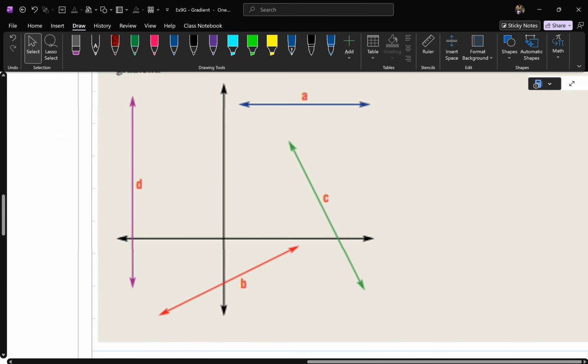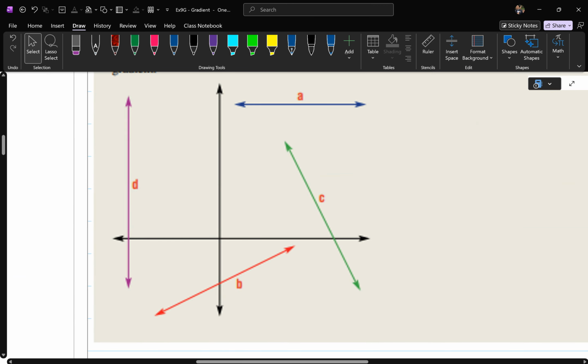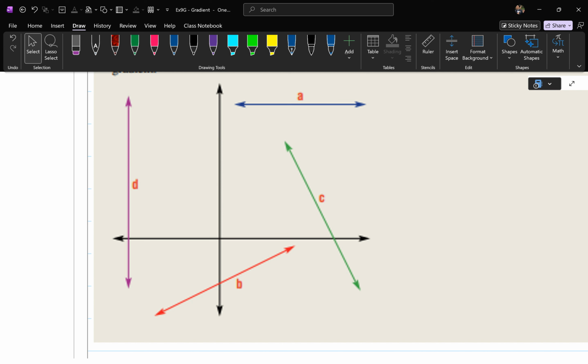Let's pick these ones. What is the gradient for A? Let's go with Nick. This line. What type of gradient is that? Zero. Flat, which is zero. We call it zero gradient because you're putting no effort in. You're not going up. You're not putting less effort. And it's not impossible. So that's zero gradient. A is zero. Very good.